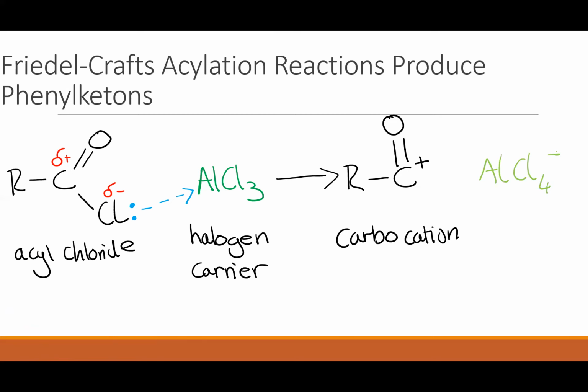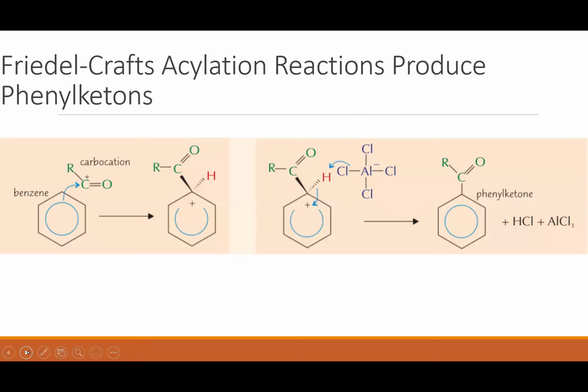So let's have a look now at how the electrophile is substituted into the benzene ring. So how this carbocation of the acyl chloride is going to be substituted into the benzene ring. Now this mechanism has 2 steps. So this is our first step here. So what happens here is the electrons that we've got in the benzene ring are attracted to that positively charged carbocation that we've just made.